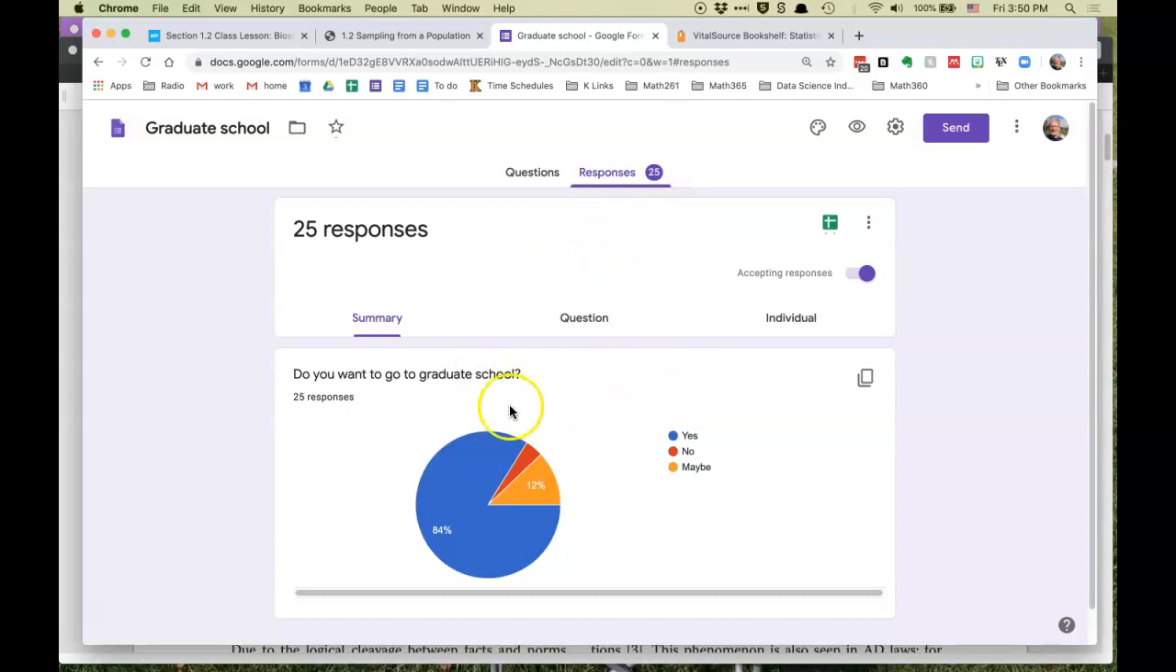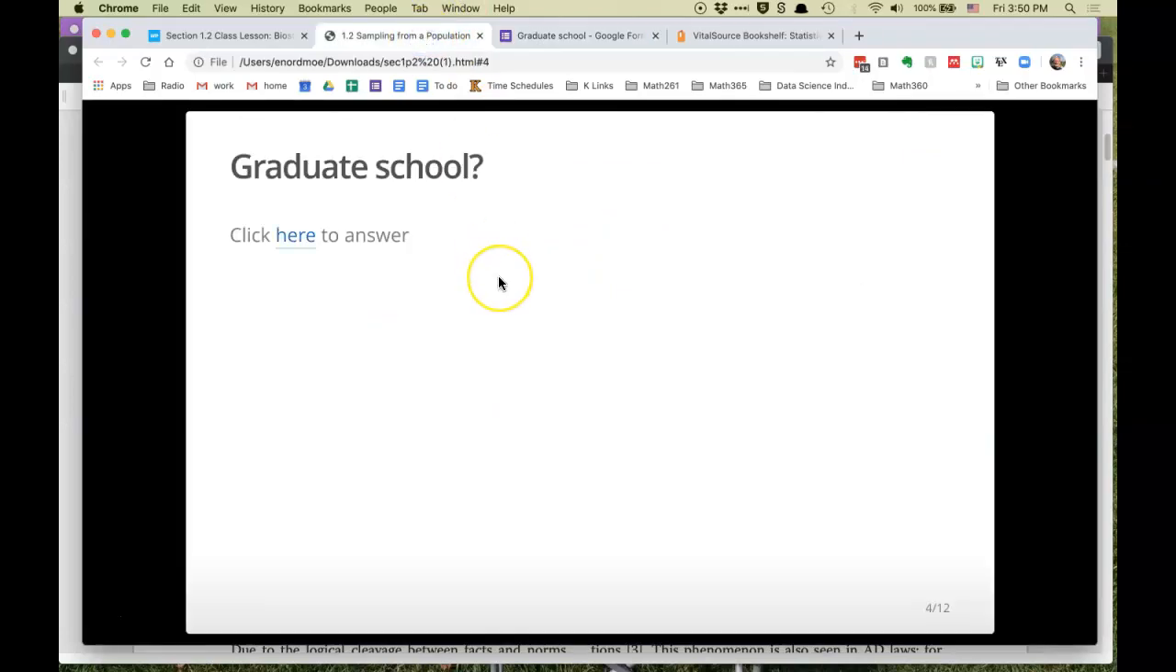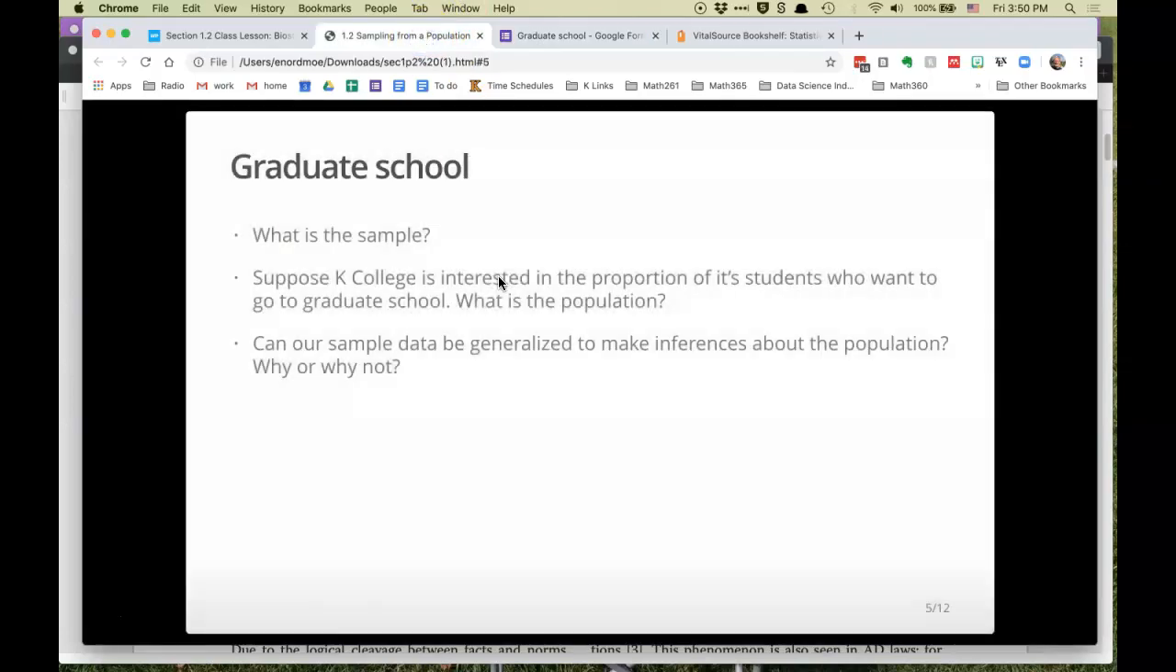So we could try to make inference from the sample to the population, but the question might be then what's the relevant population? So the sample would be those who participated in the study and gave responses. So suppose K is interested in the proportion of its students who want to go on to graduate school. Population would be all K students or perhaps seniors. Perhaps the population is this class. It might or might not be representative of the sample.